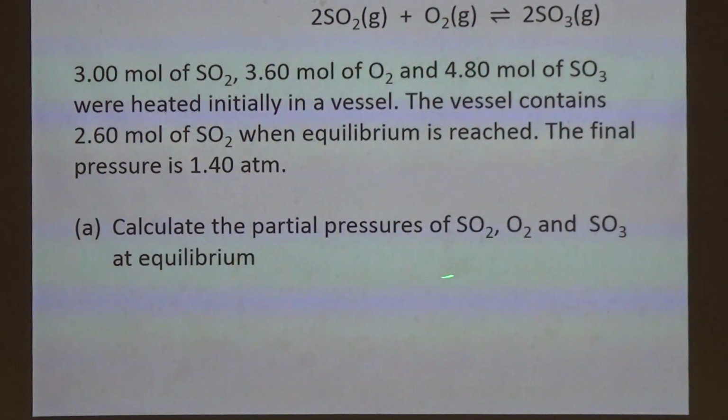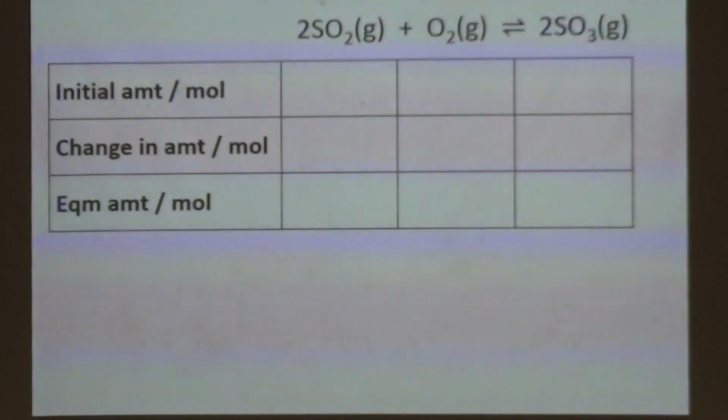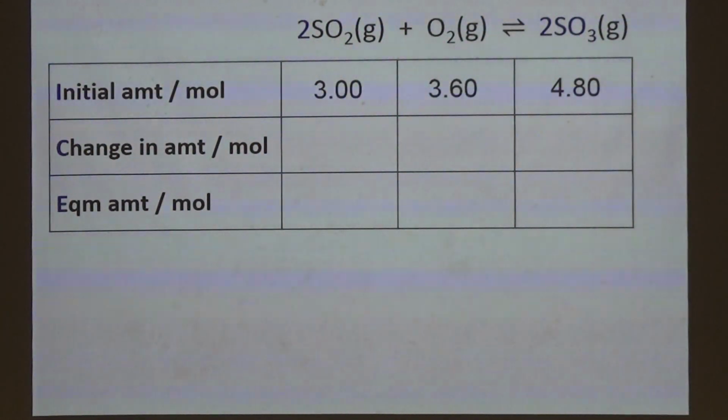In part A, it asks you to calculate the partial pressure of SO2, O2, and SO3 at equilibrium. So you must find out what is the partial pressure of each of these three gases at equilibrium. So you will need your ICE table again. Now, what do you know from the question? The question gave you the initial amounts of the three gases. So you know it's 3.00, 3.60, and 4.80.